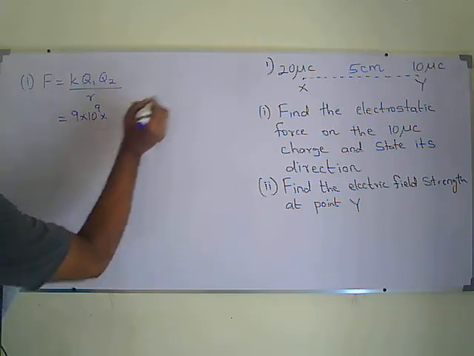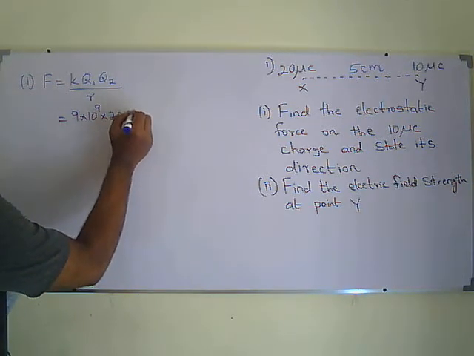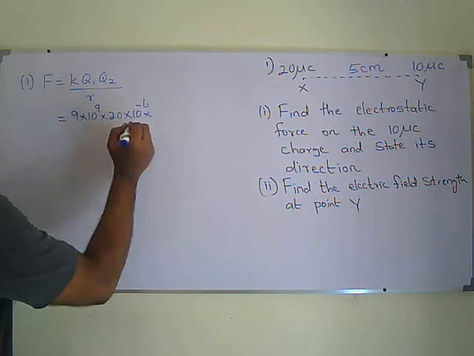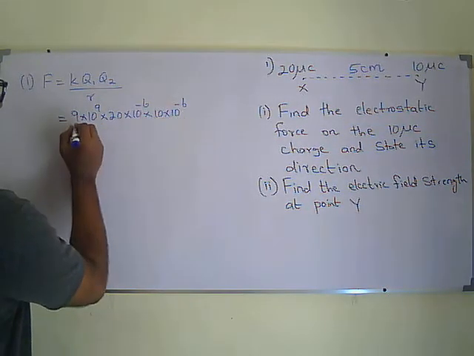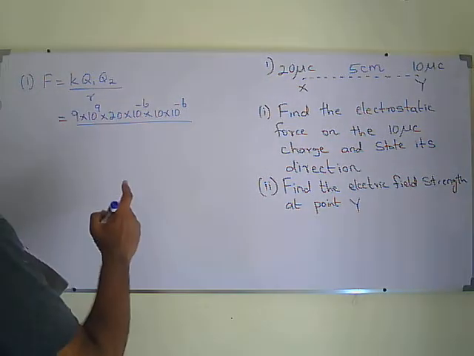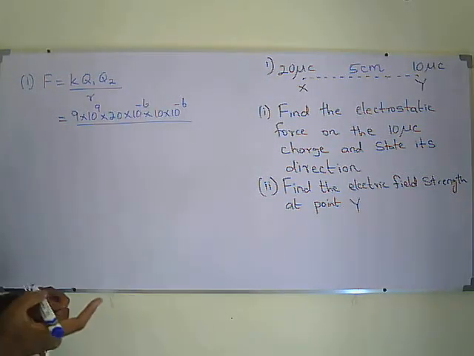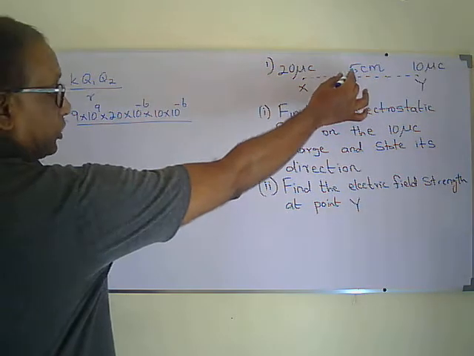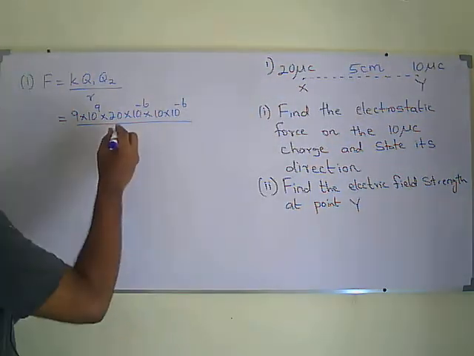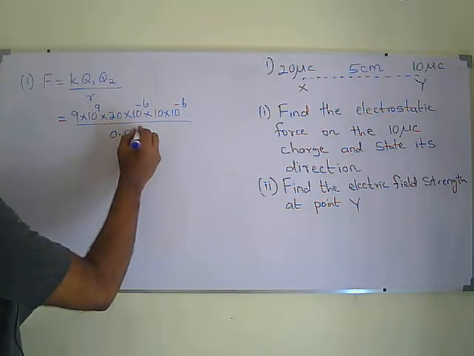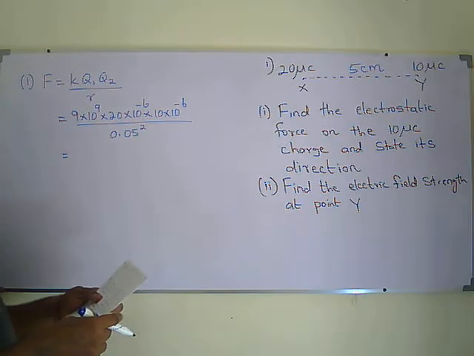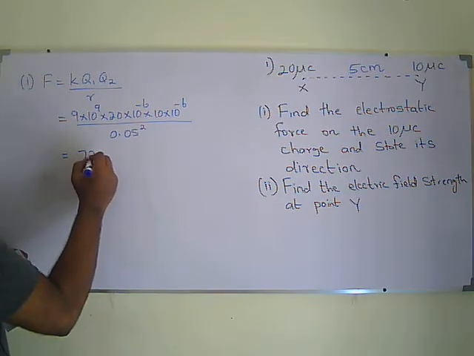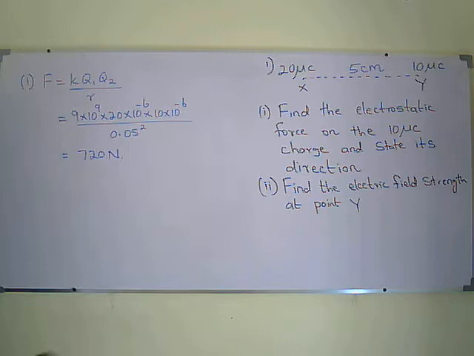Times Q1, which is 20 microcoulomb, where micro means 10 to the power minus 6, times Q2, 10 microcoulomb, 10 times 10 to the power minus 6, divided by R squared. R is the distance between them, 5 centimeter, converted to meter is 0.05, and we square it. Solve it and for the first part you will get 720 Newton.